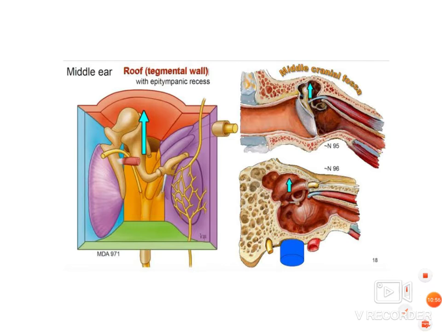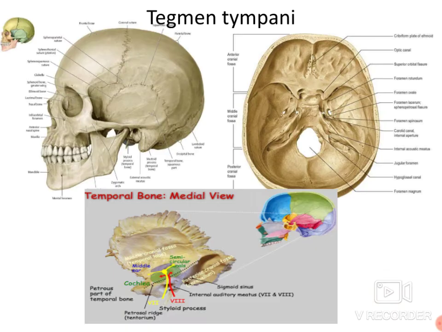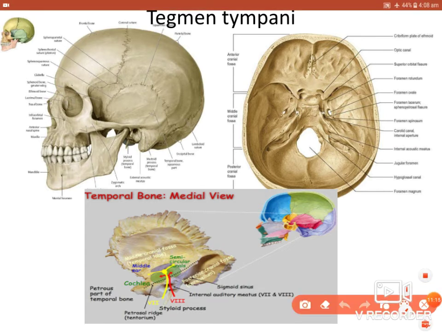Then here there is the roof of this middle ear. This part is the roof. We can see this is the lateral wall. Here we get the medial wall. This part is the roof of this middle ear, and the roof is formed by the tegmen tympani of this petrous part of the temporal bone.